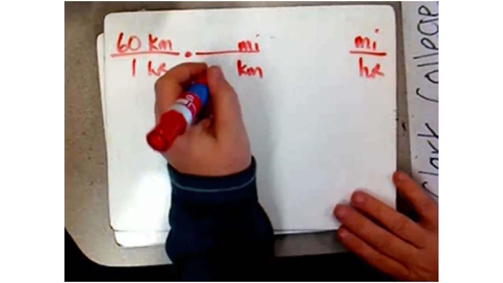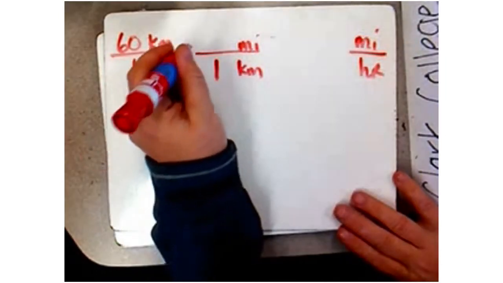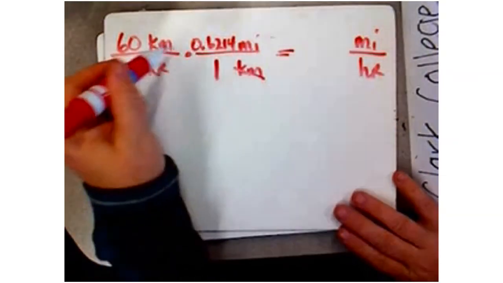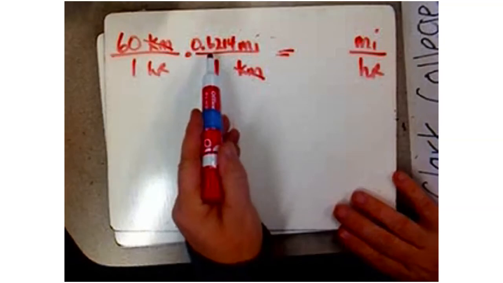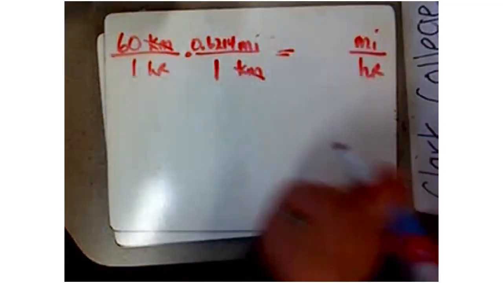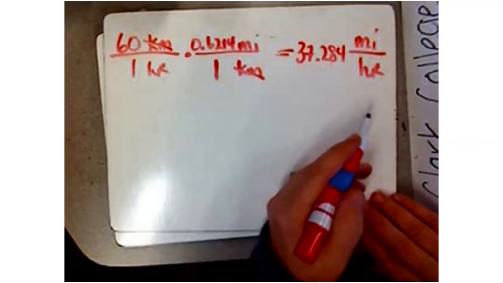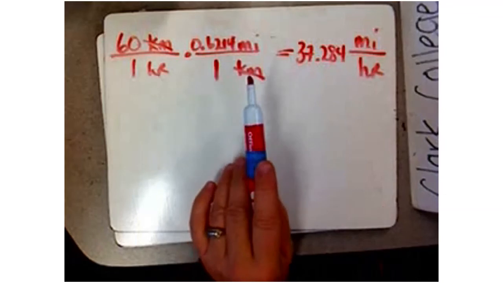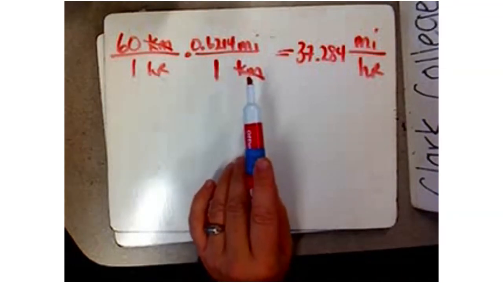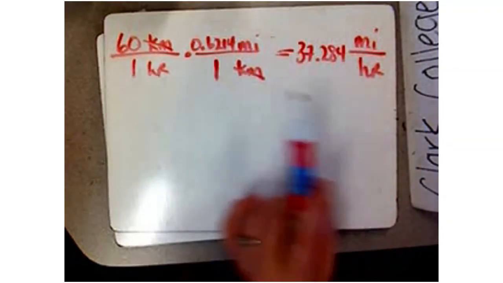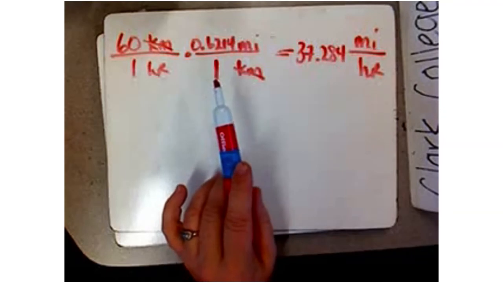So 1 kilometer, and we look at our chart, is 0.6214 miles. So we know that we can multiply 60 times 0.6214 equals 37.284 miles per hour. So you can also convert units of speed between the metric system and the American system.